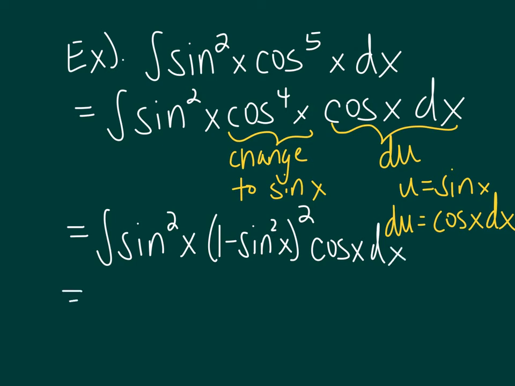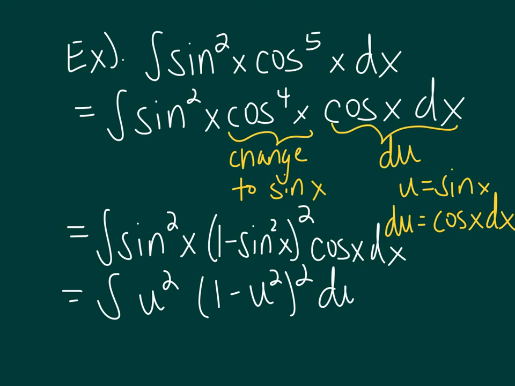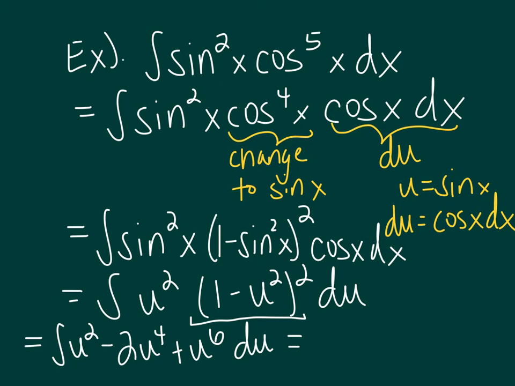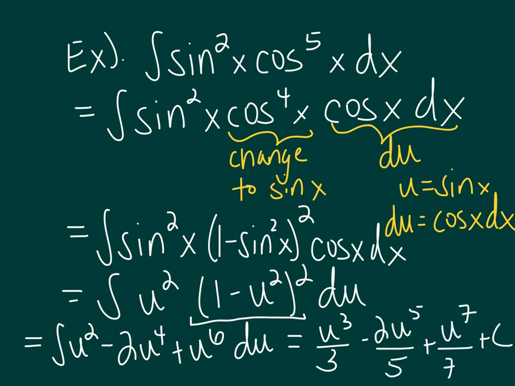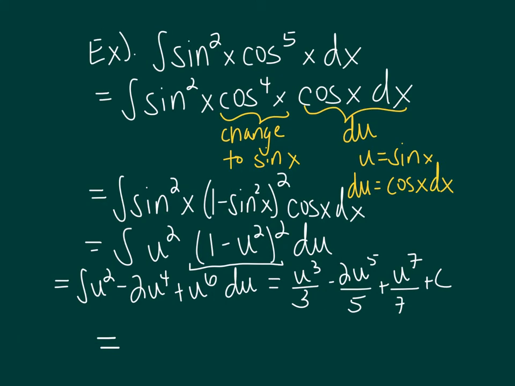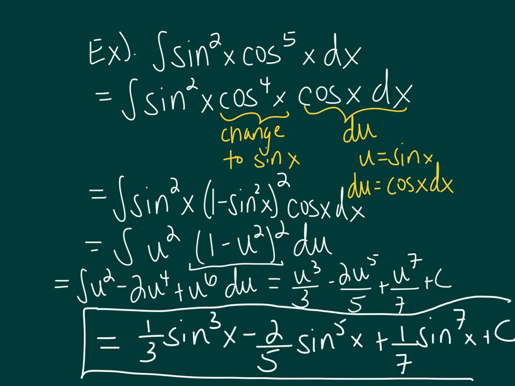And then you can see right away that that's going to leave us with u squared times 1 minus u squared, quantity squared, du. And now to do this, you're just going to FOIL out this middle term here, distribute the u squared through, and then integrate term by term. And then at this point, you're just going to get u cubed over 3, plus these terms here, and then you're going to switch everything back to be in terms of x at the end. So let me just make some more room. So we'll get this as our final answer.